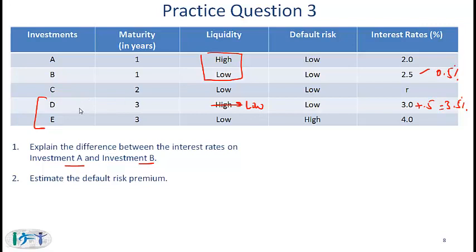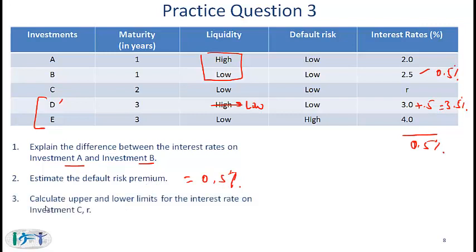Then what we can do is the following. If we have this newer version of D, let's call it D bar or D complement, this has a low liquidity versus E, which also has low liquidity. Default risk here is high. The difference between the new version of D and E is 0.5%. This means that the default risk premium is equal to 0.5%.